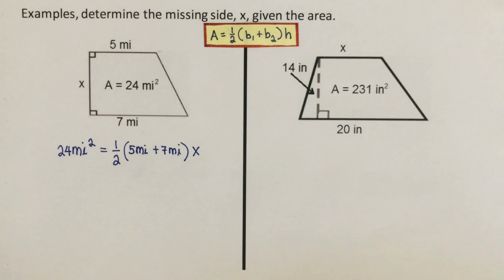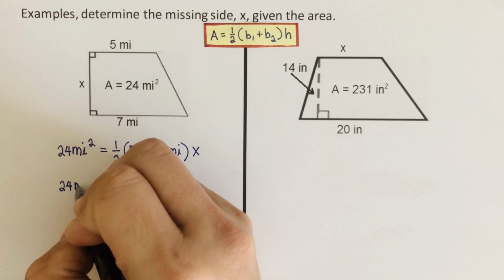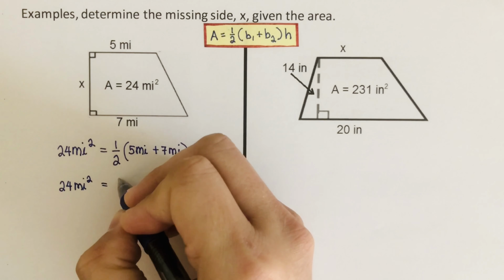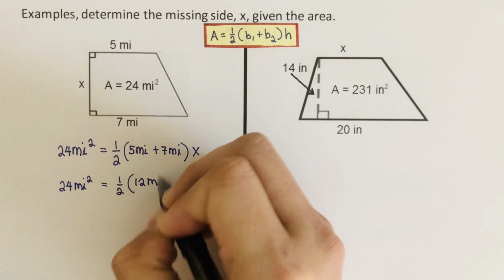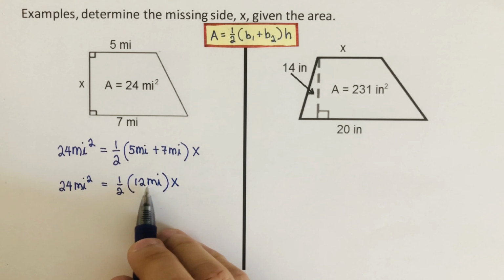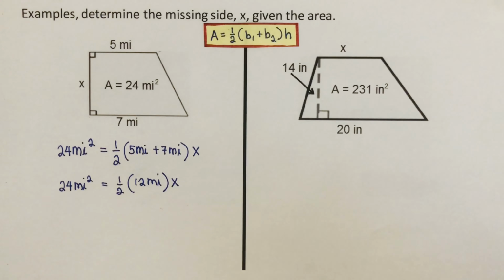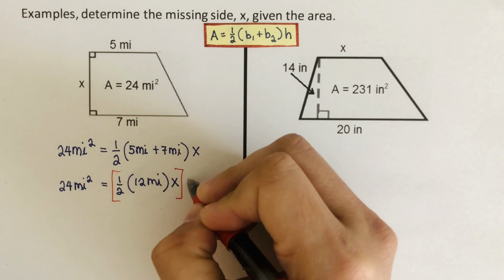So then from here, we remember that if we want to get rid of the ones in parentheses first. So we're going to come up with 24 miles squared equals 1/2 of 12 miles times x, because 5 plus 7 is 12, and the miles will be the unit for both of them. In order to get rid of the 1/2, we are going to multiply both sides by 2.